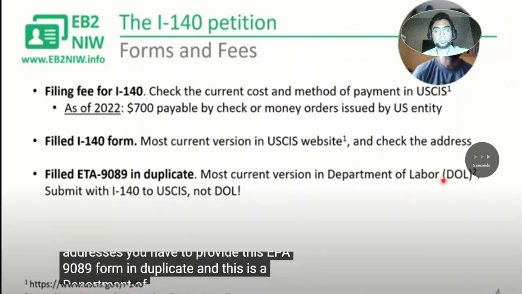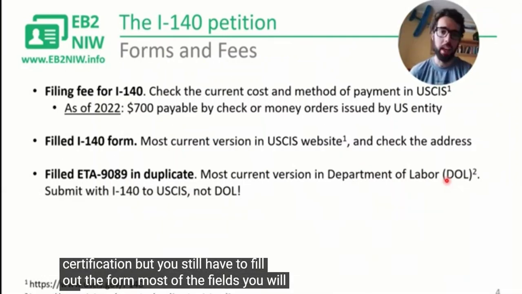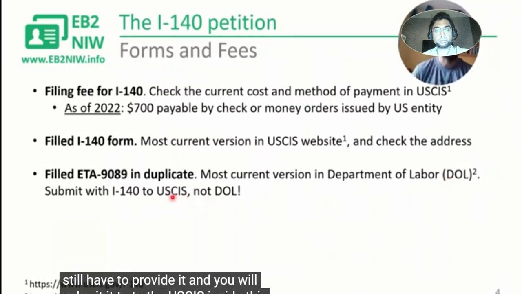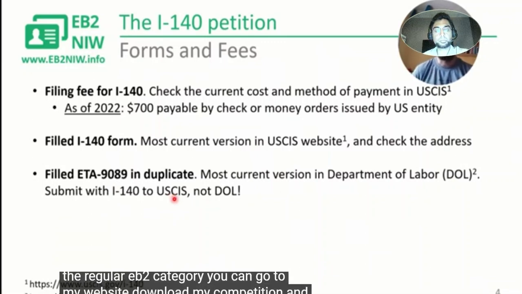And this is a Department of Labor form. But you still have to fill out the form. Most of the fields you will write not applicable, but you still have to provide it. And you will submit it to the USCIS inside this package and not to the Department of Labor, which is another difference with the regular EB2 category. You can go to my website, download my whole petition, and you can see how it's there.